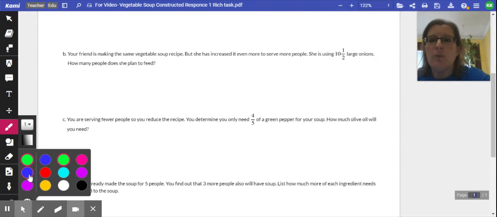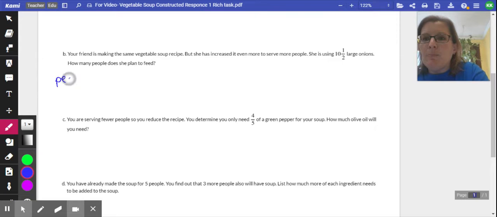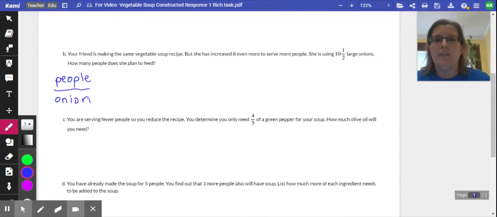So, like I said in part A, I really like using the proportion way best when we only have to find maybe one ingredient or one part of the problem. So, I'm going to write a proportion. And before I write a proportion, I always write the two things I'm comparing. So we want to know how many people she's planning to feed. So in my proportion, I'm comparing people to her only ingredient she mentions, which is onions. So I'm comparing people to onions.